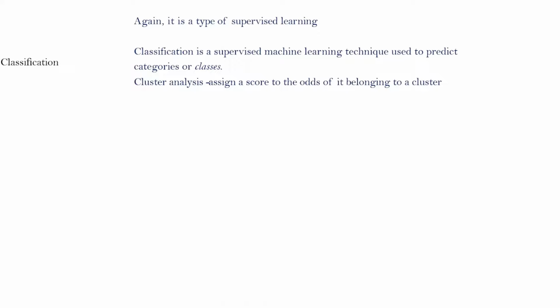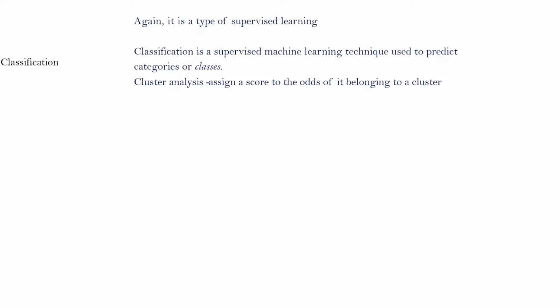Next we have classification. What does it mean? So again, it's a type of supervised learning. You provide your data, you do the supervision, you train the model, and then it works accordingly. But what kind of machine learning support do we get from this kind of model? It's a supervised machine learning technique used to predict categories or classes.